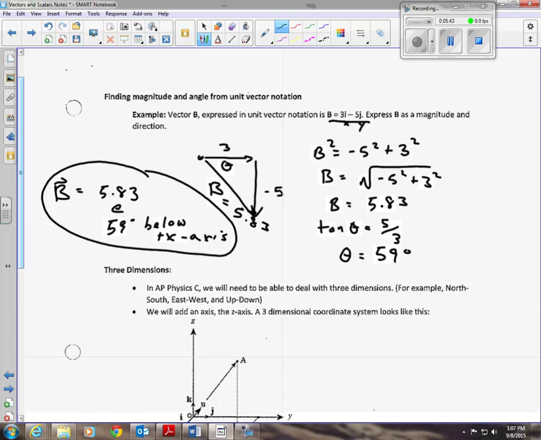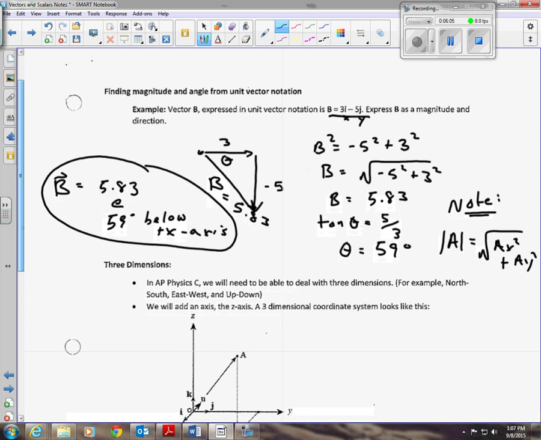Now, in general form, when I want to find the magnitude of a vector, say, the magnitude of A is going to equal the square root of ax squared plus ay squared. Okay? It's kind of like the distance formula in math. So we're going to use that a lot.